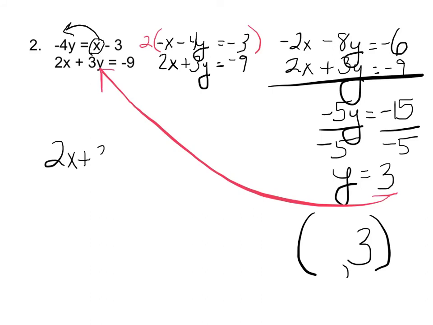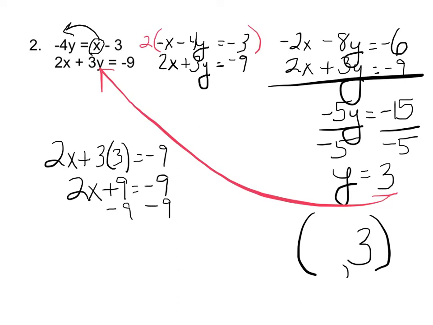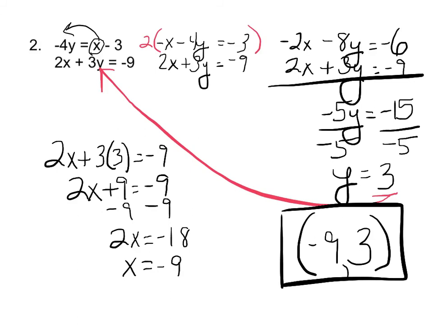2x plus 3 times 3 equals negative 9. That gives me 2x plus 9 equals negative 9. Subtract 9. 2x equals negative 18. Divide both sides by 2. I get x equals negative 9. Therefore, my answer is negative 9, 3.